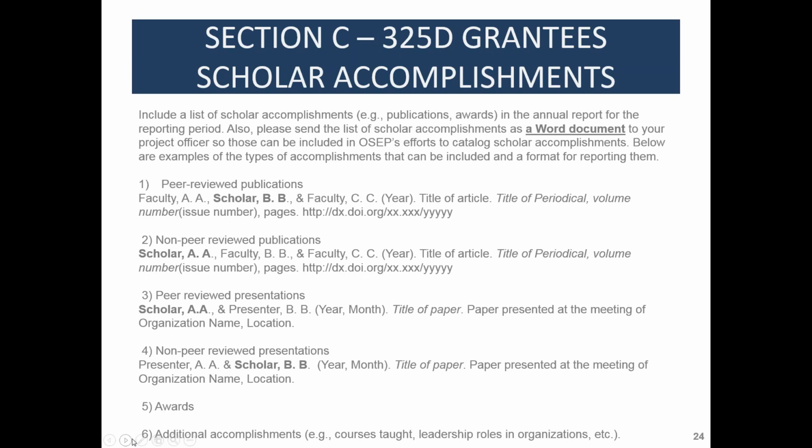325D grantees should only include completed accomplishments. Do not include products in progress. We assume those will be reflected in future annual performance reports. Finally, in addition to reporting these in the annual performance report, please send the accomplishments as a Word document to your project officer. This will make our cataloging efforts quite a bit easier.